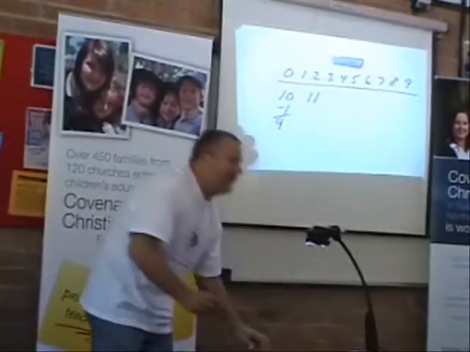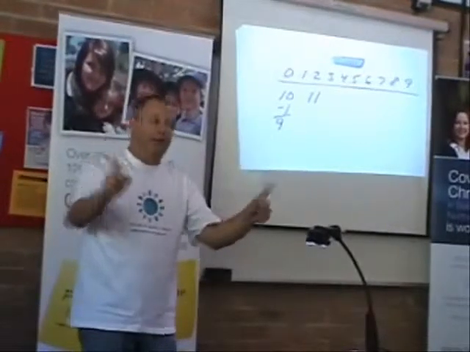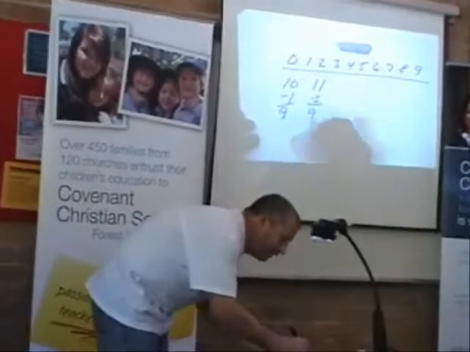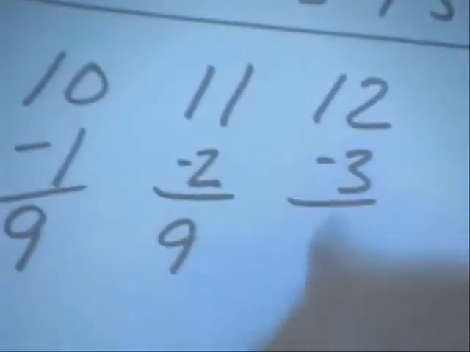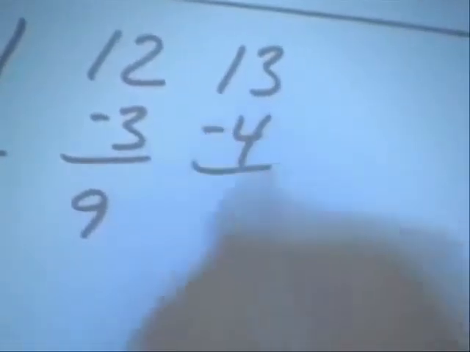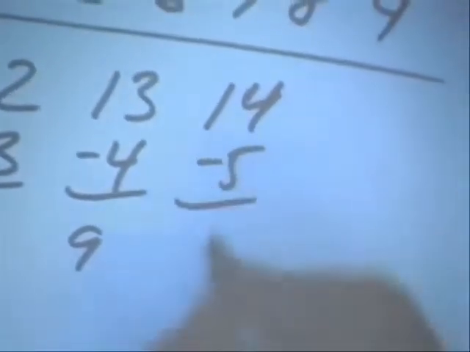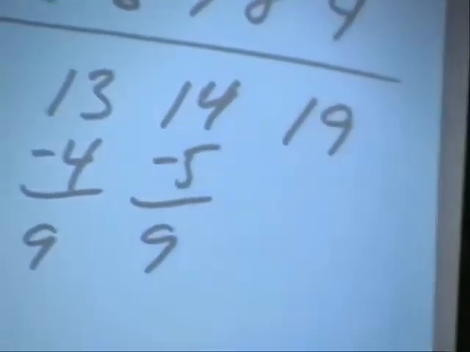Let's try that with 11. What's a 1 plus a 1? Put the total of the digits underneath and subtract 9. Try 12, add it up. 1 and 2 adds up to 3. Take it away, you get 9. 13, 1 plus 3 adds up to 4. Take it away, you get 9. 14 adds up to 5. Take it away, you get 9. Try 19. What's a 1 and a 9? Take it away.